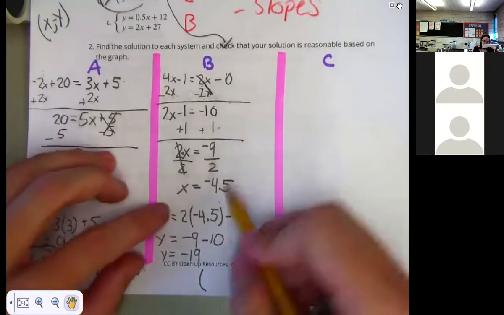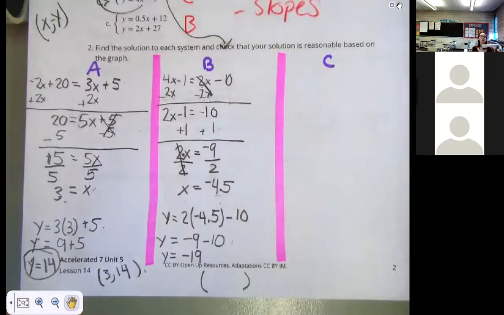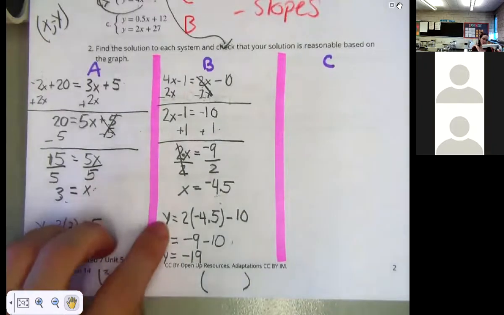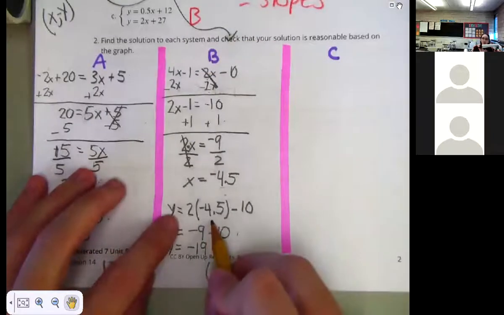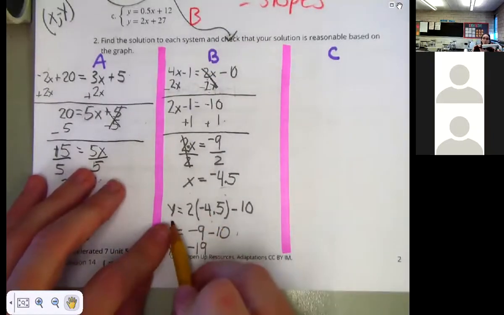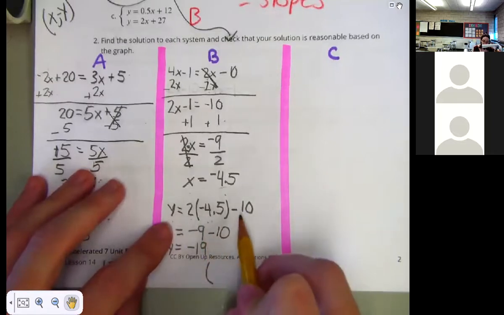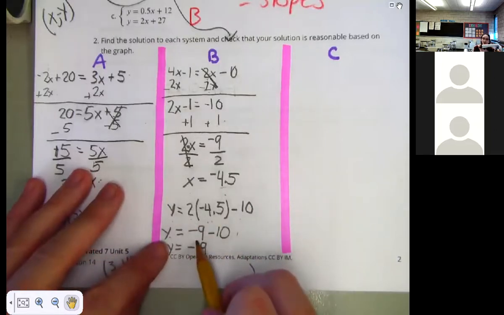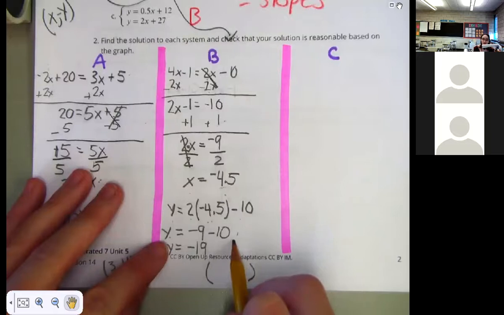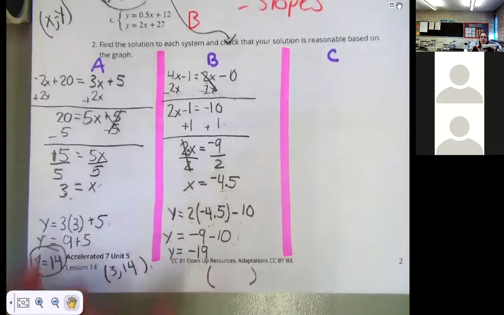From there, I need to take this negative 4.5 and you pick either of the equations. I just picked the first one because literally it was the first one on the list. And I plug that negative 4.5 in for x. So y is equal to 2 times negative 4.5 minus 10. Y is equal to, when I multiply, negative 9 minus 10, y is equal to negative 19. How do I write this ordered pair for the solution to these two equations?